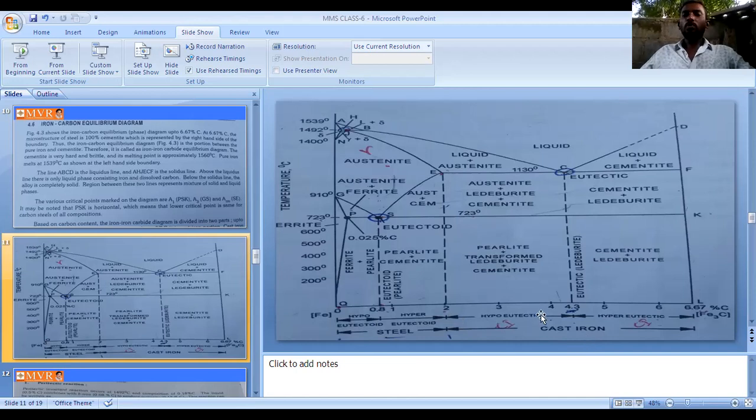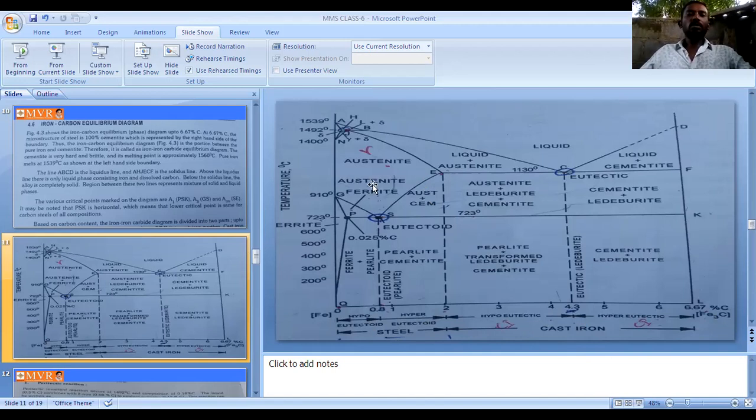So here 2 to 4.3% we can call hypoeutectic one, and 4.3 to 6.67 hypereutectic cast iron. Steel is 0 to 0.8 hypoeutectoid steel, and above 0.8 to 2% we call hypereutectoid steel. 2 to 4.3 is hypoeutectic cast iron, 4.3 to 6.67 is hypereutectic cast iron. So it is the graphical representation of the iron carbon equilibrium diagram.